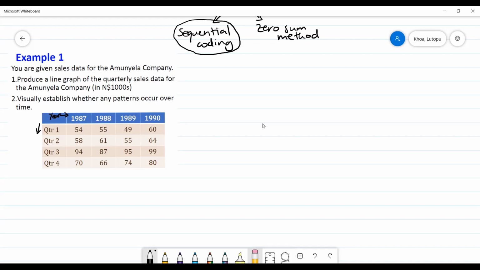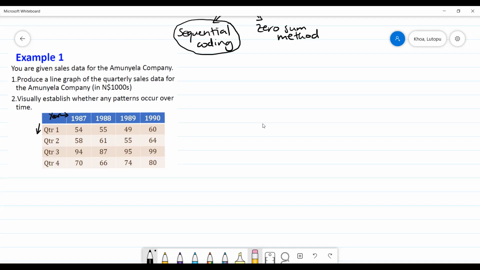Then 1988 first quarter, second, third, fourth. 1989 first quarter, second, third, fourth, and so on. So you cannot read it like that, because that's not how a year or time works. First, 1987, you have to go through all the quarters of 1987 and so on.